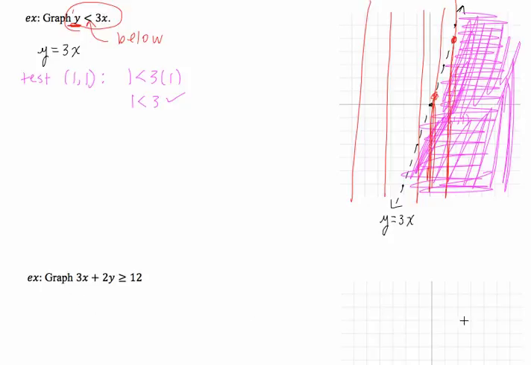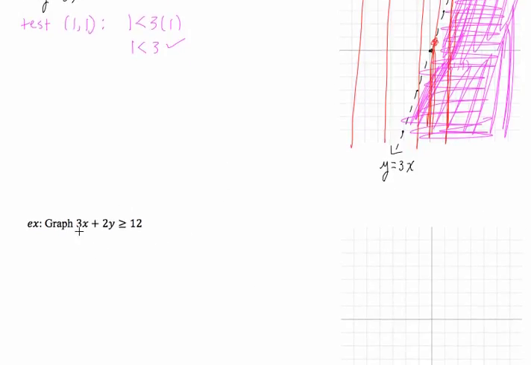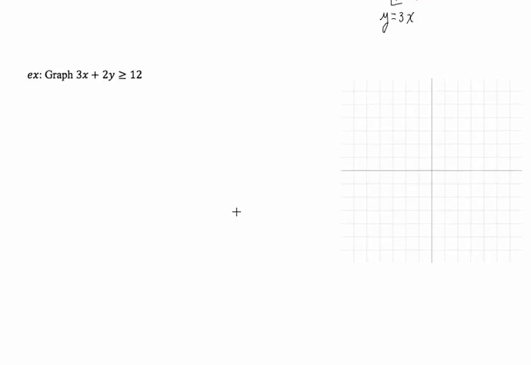Or what you could do down here on this one is first solve for y and then read it off that way, so you'll know which half of the plane is to be shaded. That's actually how I prefer to do it over doing test points. And I recommend doing test points until you get good at it. But I'm going to show you this other method for this example.